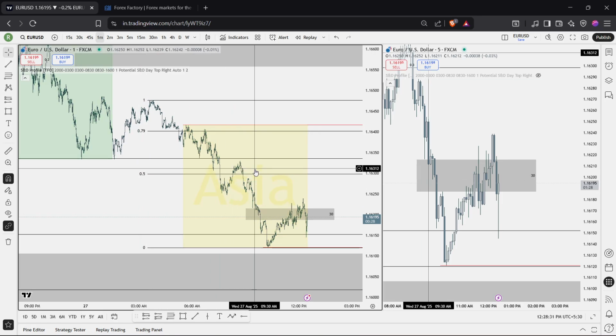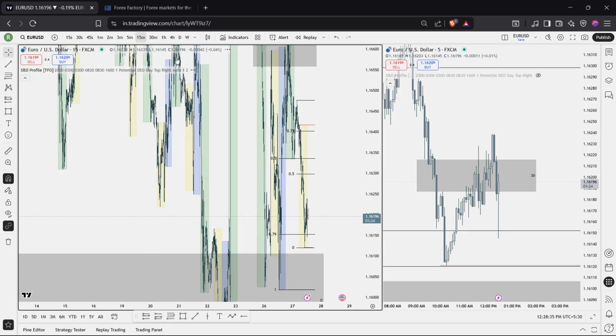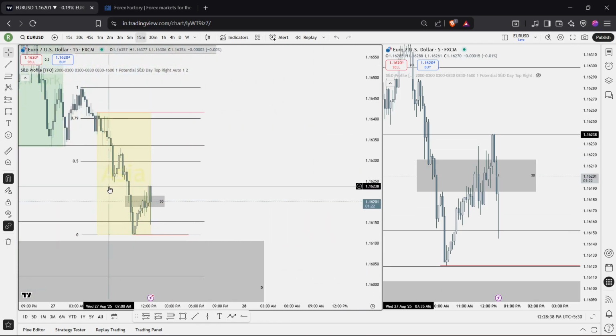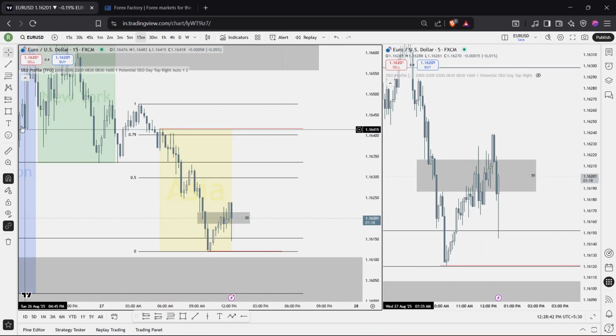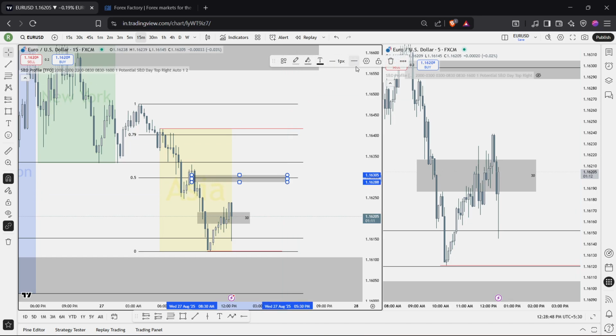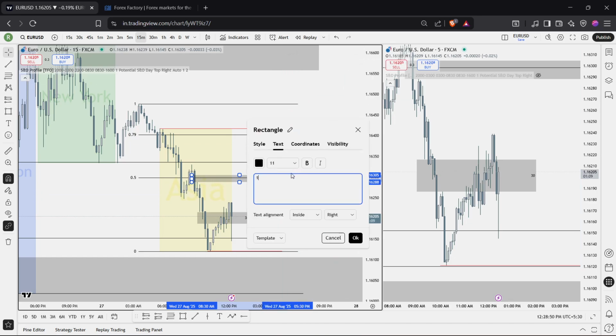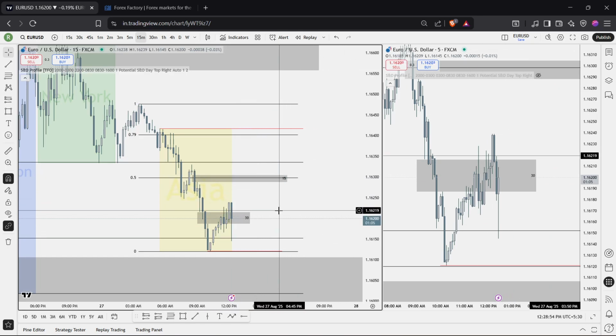So this is the Asian range equilibrium. There are no middle draws. Are there? There are none. There is a 1 minute. Okay, so there is this 15 minute FVG which is aligning with the equilibrium. For it to come here and reject, that will take a long time.